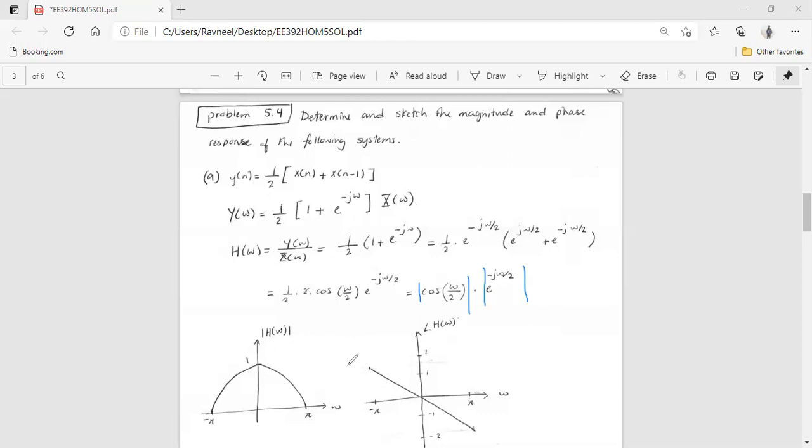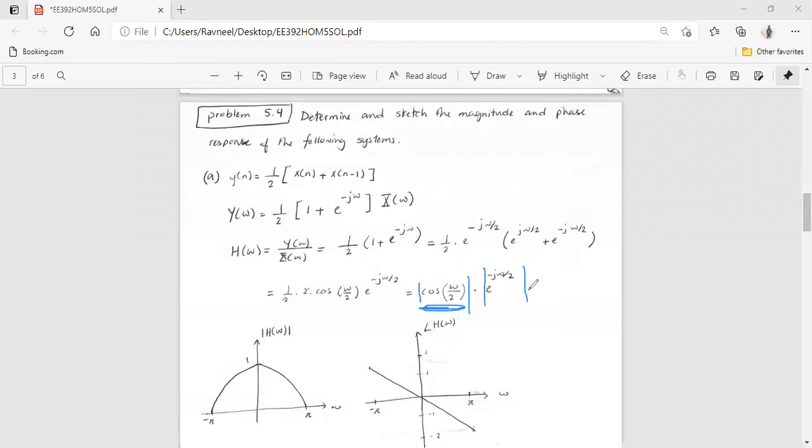So to find the magnitude response, we find the magnitude of the first term and the magnitude of the second term, and multiply both. In this particular case, you can see cos omega upon 2 is a real number, isn't it? So the magnitude of this will be the magnitude itself. While the magnitude of e to the power of minus j omega upon 2 is just 1, right? The magnitude 1 is not written, however, the magnitude would be 1, right?